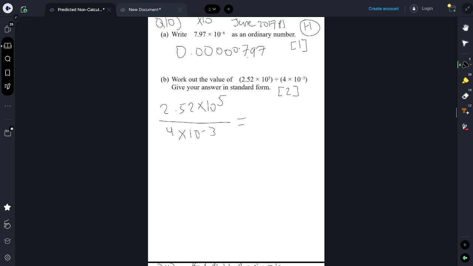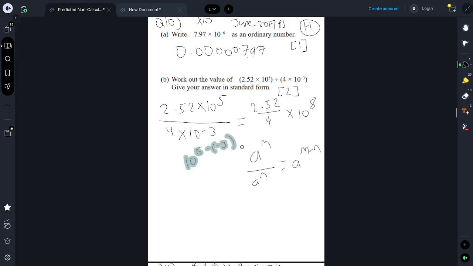Now, there are two parts to this. We want to divide 2.52 and 4. But also, we can cancel the tens. If you remember the power law, a to the m divided by a to the n, you just subtract the powers. So 10 is on both of them, with different powers. So 2.52 over 4 times 10 to the 5 minus minus 3. You do two negatives, you add them, so it's going to be 10 to the 8.